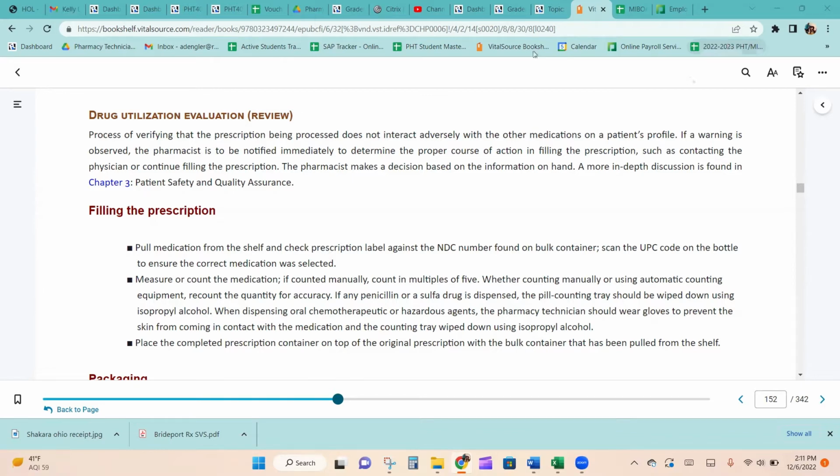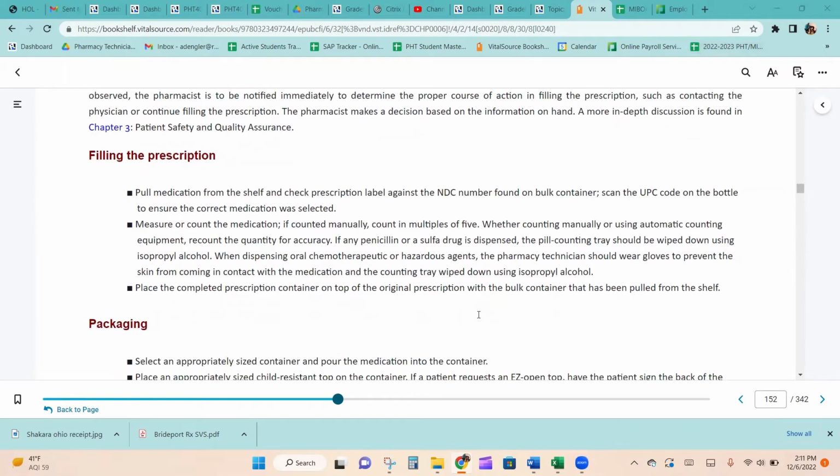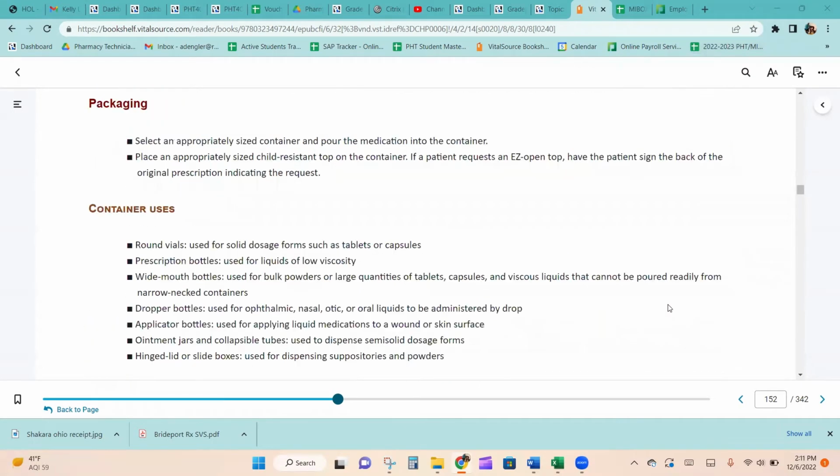Place the completed prescription container on top of the original prescription with the bulk container that has been pulled off the shelf. For packaging, select an appropriately sized container and pour the medication into the container. Place an appropriately sized child-resistant top on the container.